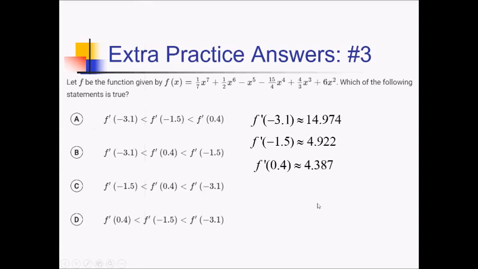All right, so putting these in order, it looks like f prime of 0.4 is the smallest one, and after that we've got f prime of -1.5, and then finally that's going to be less than f prime of -3.1. So taking a look at my answer choices then, the only one that even starts with 0.4 is choice D, and the rest of these are also in order. So choice D.